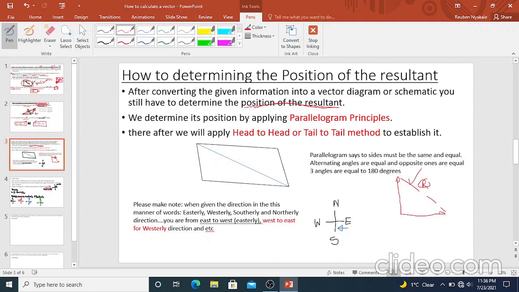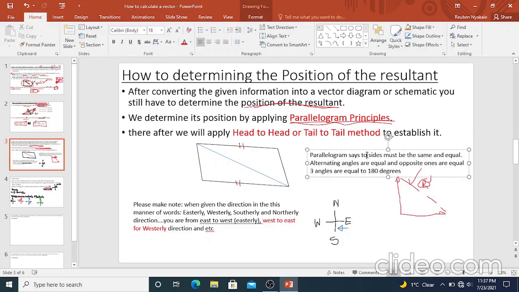We determine the position of the resultant by applying the parallelogram principles. Let's look at the parallelogram principles a bit. The parallelogram principle says two sides must be the same and equal, like we have here. This is the parallelogram. Then the parallelogram says two, here it should be two.